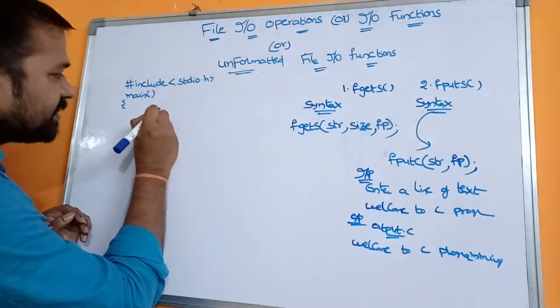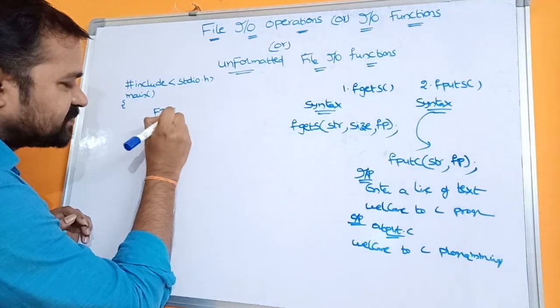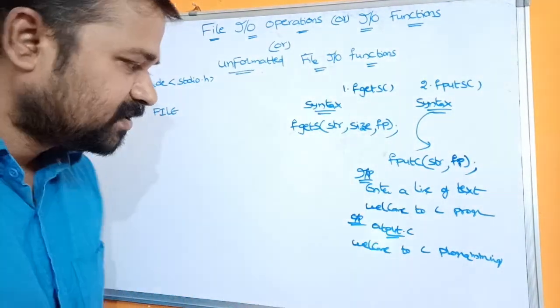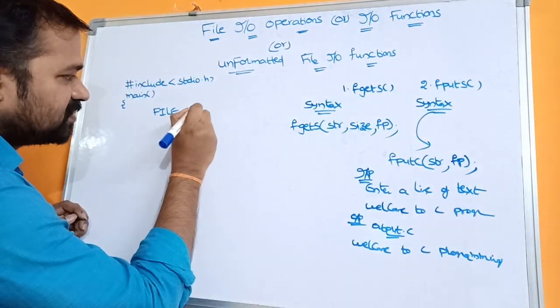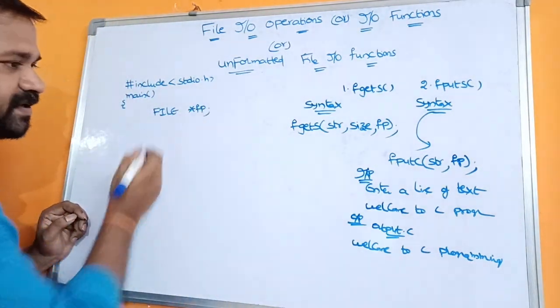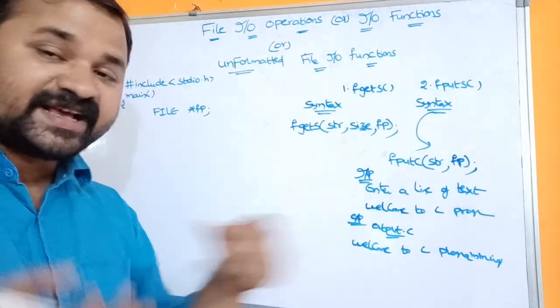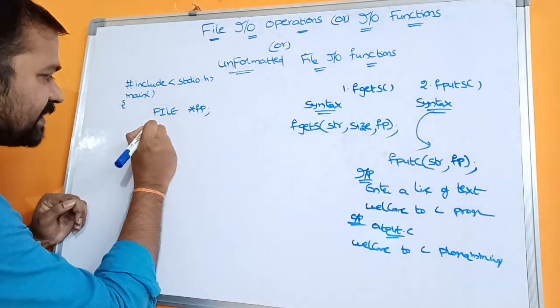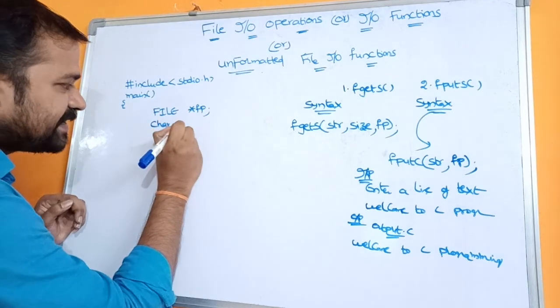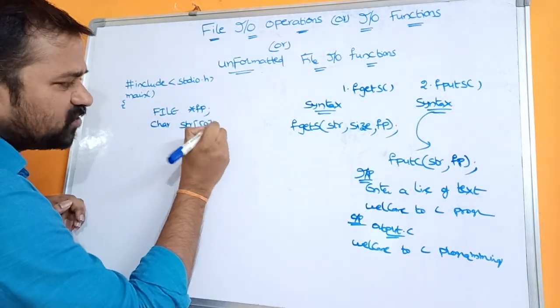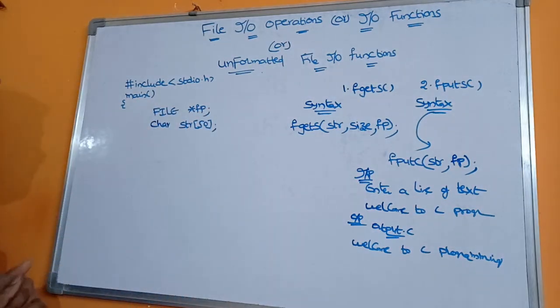Next, we have to declare a file pointer. How many files are needed? Here we require only one file, so one file pointer is enough. So FILE *fp. Next, what are the variables needed? Here we need to have a string. A string is nothing but a character array, and we know how to declare a character array: char str[50]. Let us assume that the maximum size of the string is 50 characters.